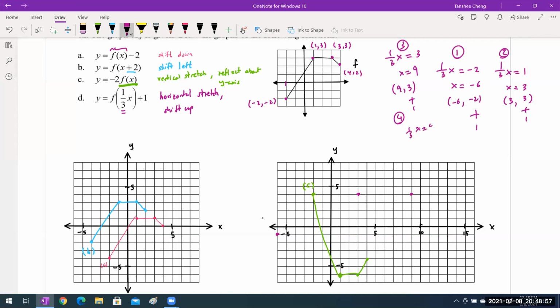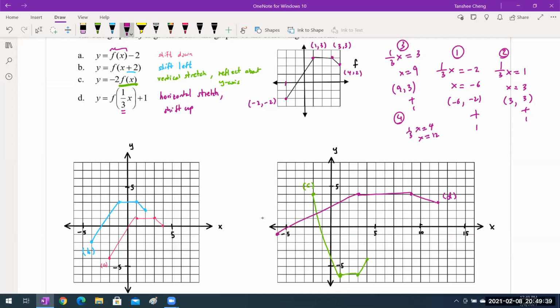1/3 x is equal to 4. So now my new x value has to be what? The x coordinate has to be 12 after stretching it by a factor of a third. And then add 1 unit to the y coordinates. So the whole graph is going to shift up 1 unit. So it'll be 12, 3 is my final answer. So this is the new graph, stretching by a third factor and then shifting up 1 unit. So this is my part D.